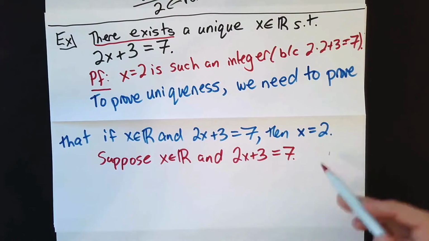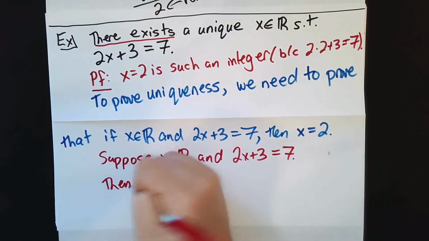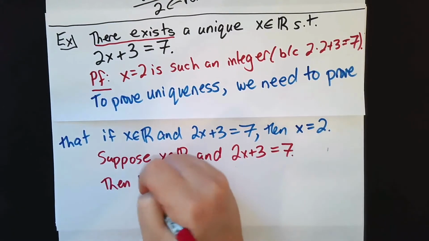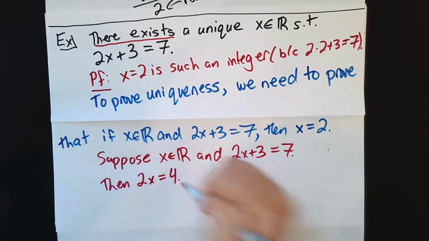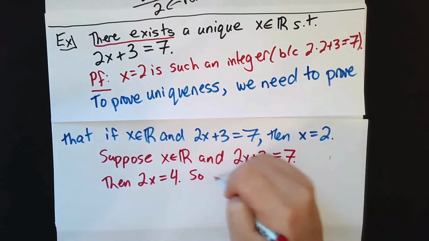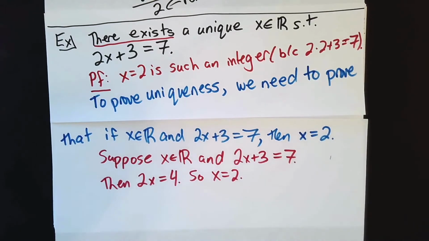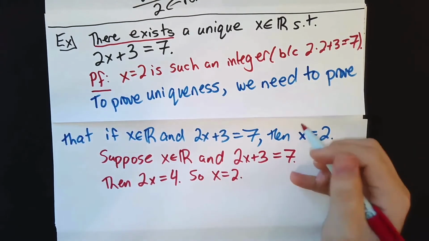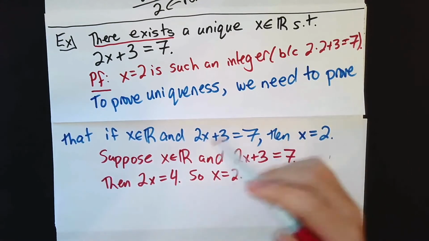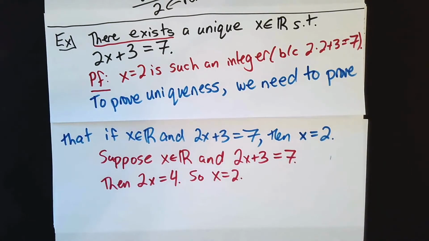Well, then what can we do? Well, then I can subtract 3 from both sides, so that will give me then 2x is equal to 4, and then divide both sides by 2, and I'll get so x is 2. In other words, assuming that x is a solution to this equation, we end up proving that x is 2. And so that establishes the claim that there exists a unique x in R such that this is true.